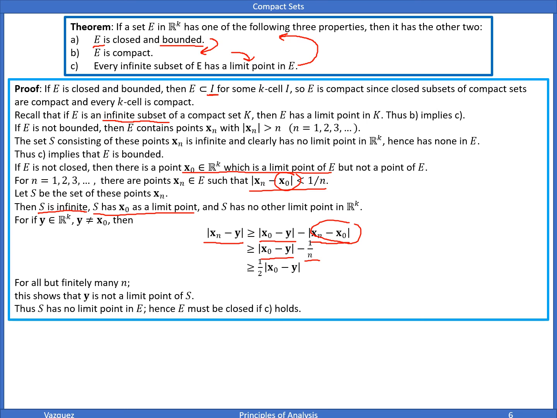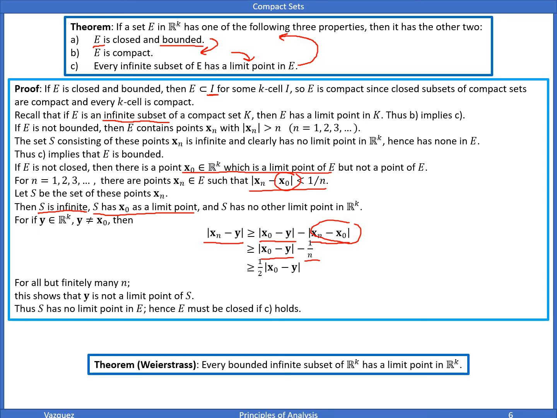The last theorem before ending this section, you can try to prove this. It may be in the book, it probably is. But using these past theorems that we've been using in this section, you should be able to prove this pretty easily, now knowing these properties of compact sets. And that theorem is known as the Weierstrass theorem. It says every bounded infinite subset of R^k has a limit point in R^k.